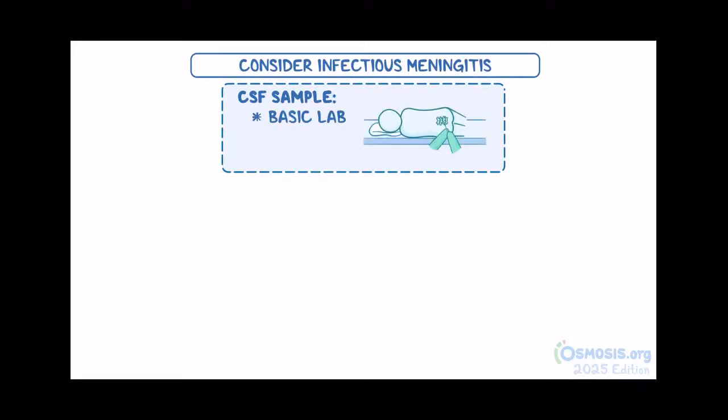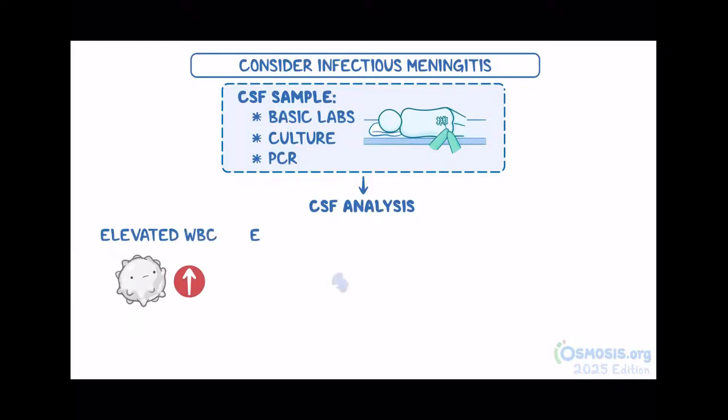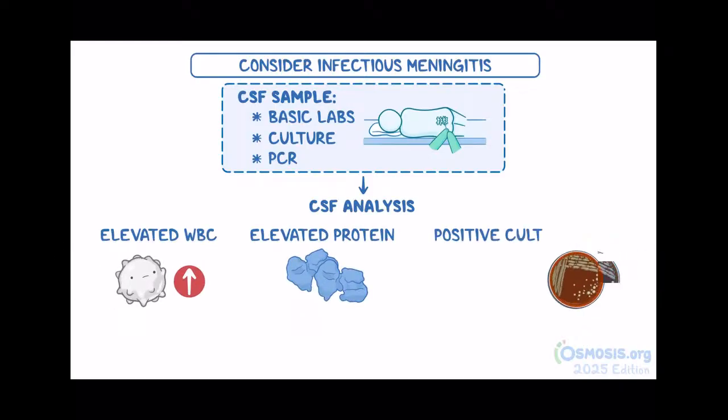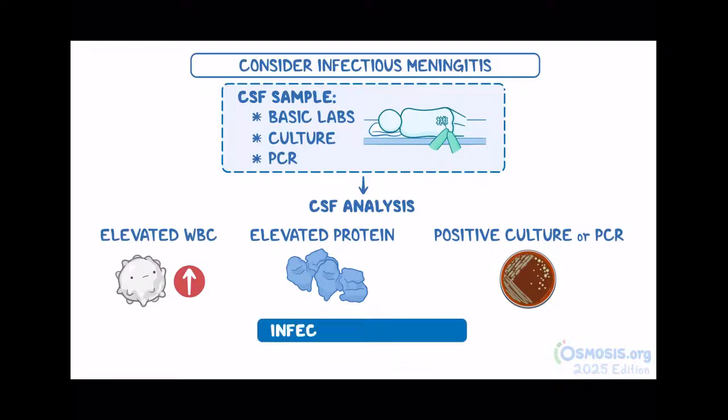Obtain a CSF sample for basic labs, culture, and PCR. If the CSF analysis reveals an elevated white blood cell count, elevated protein, and a positive culture or PCR, diagnose infectious meningitis.